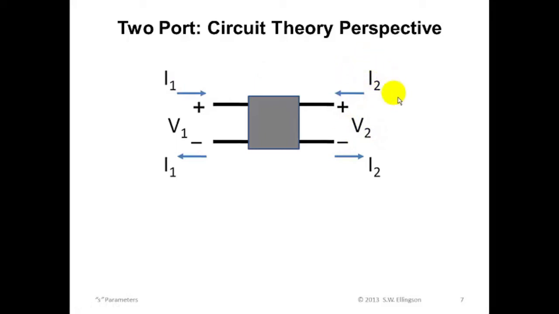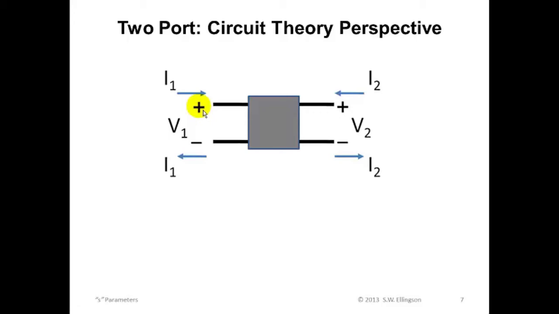Please note carefully the conventions used for the orientation of current. Positive current flows into the port's positive terminal. So you see here I2 flows into the plus terminal of the two-port of port 2, and the current I1 flows into the positive terminal defining V1 on the first port of the two-port.